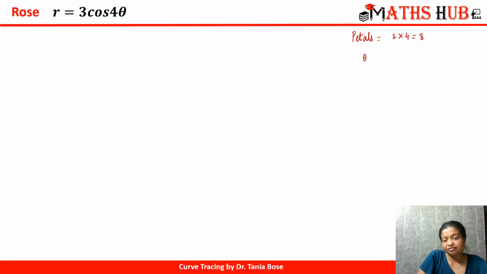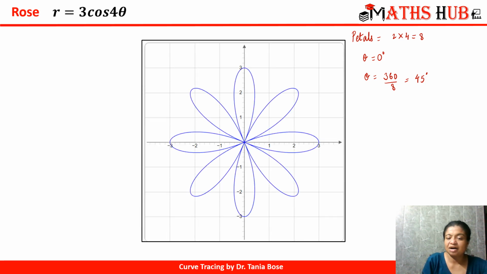And here, the first leaf will occur at θ = 0 degrees, and the next leaf will occur at 360 by 8, so it will give us 45 degrees. Since the number of petals is more now, you can see that the shape will become more sleek. So this is how the curve of the rose will look.